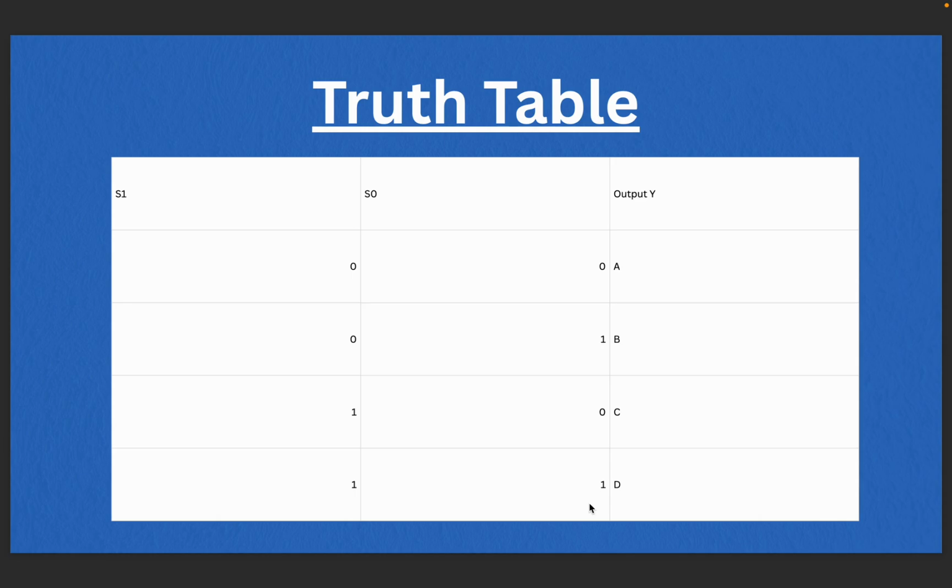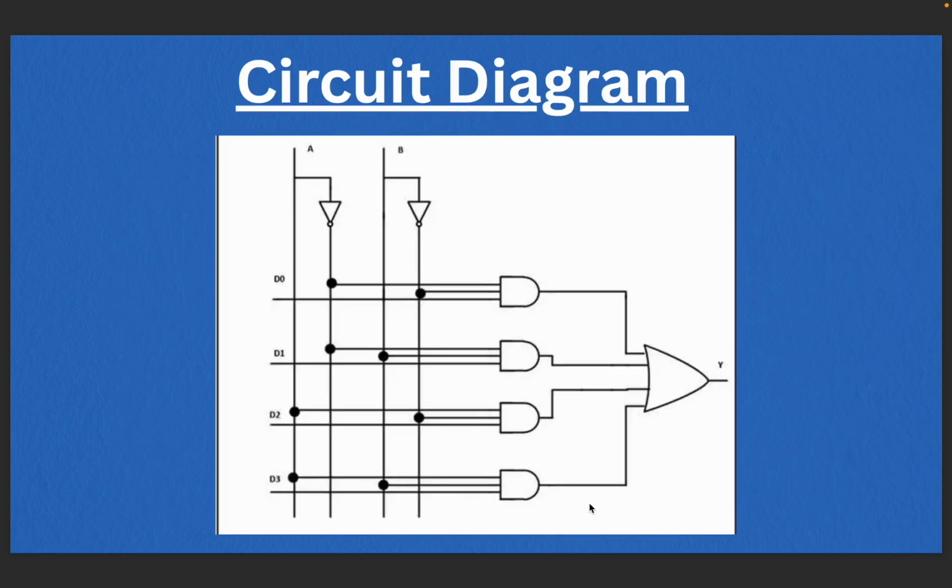Now we will go through the circuit diagram. Now the logic gate implementation. It uses AND gates to check if the select lines match a specific input condition, NOT gates to invert the select signals, and a final OR gate to combine all possibilities and ensure only one input passes through to the output at any time. For example, the path for D3 is only enabled when both S1 and S0 are high.